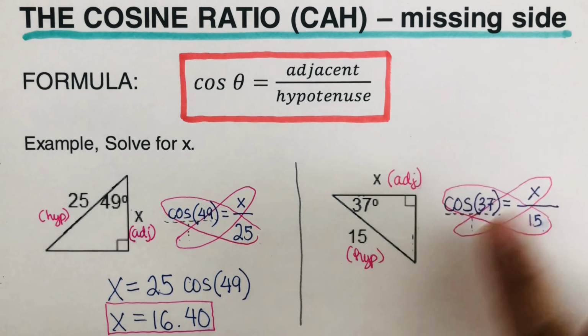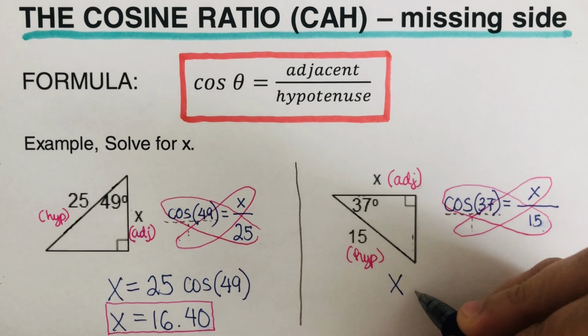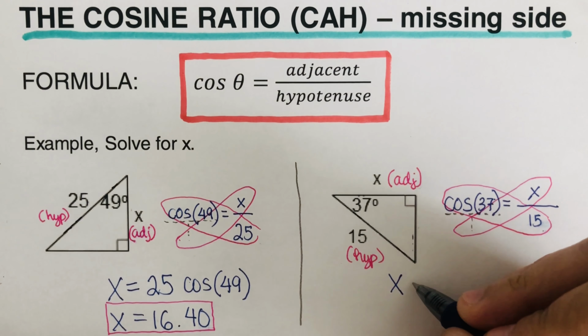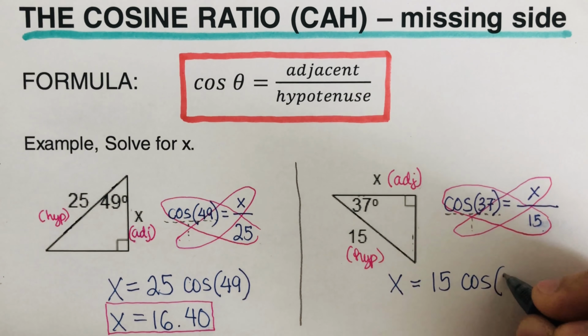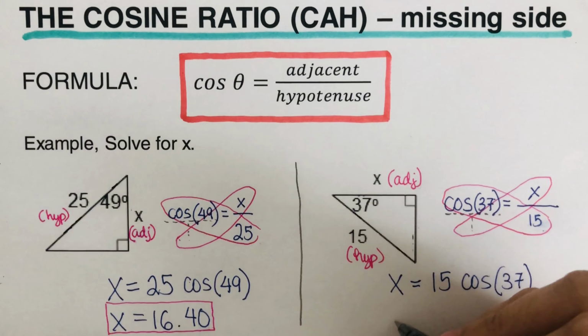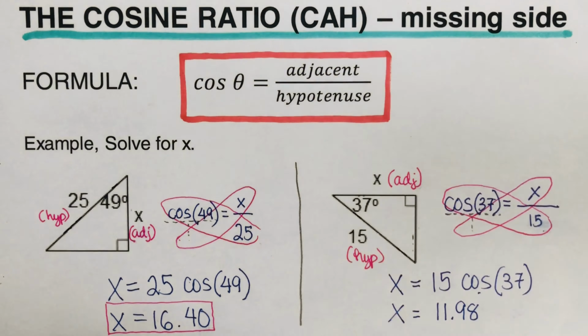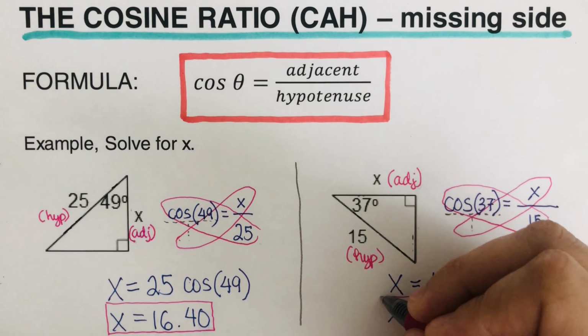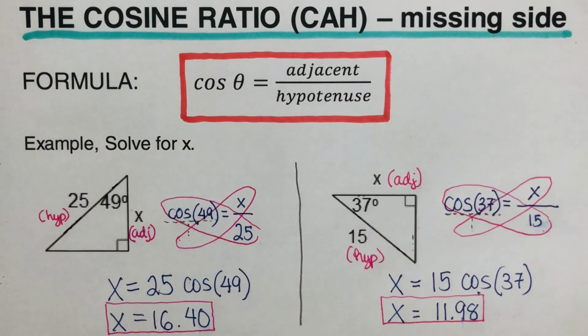So we cross multiply. We are left with 1 times x, which is just x, equals 15 times cosine of 37. And then we use the calculator for this. This should be 11.98. So the length of x here is 11.98. Did you get the same answer as this? Good. Perfect.